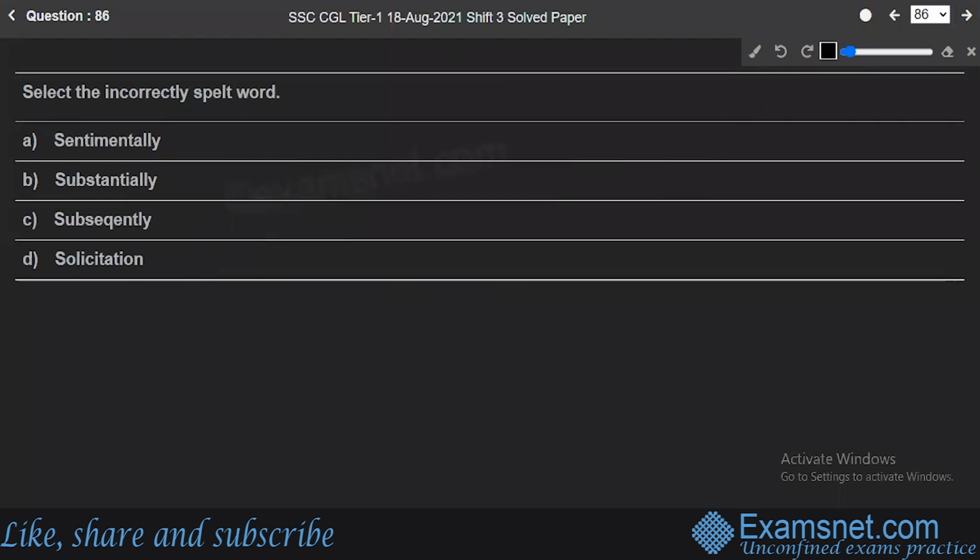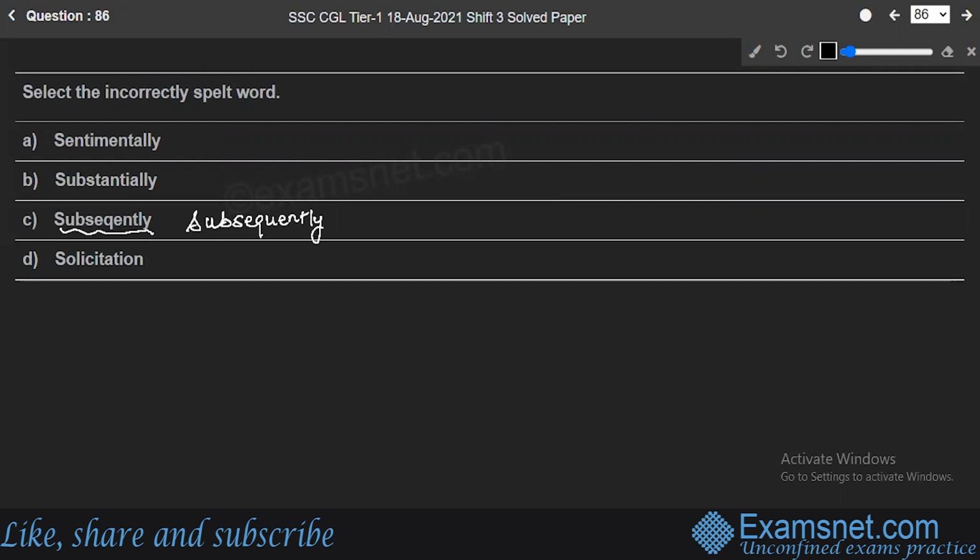Question number 86. Select the incorrectly spelled word. Let's read all the words. First word is sentimentally, substantially, subsequently, solicitation. If you look at all these words, what do you think is the incorrectly spelled word? Yes, subsequently, these spellings are absolutely incorrect. What is the correct spelling of it? These are the spellings of subsequently.